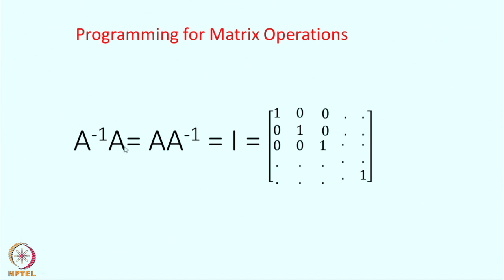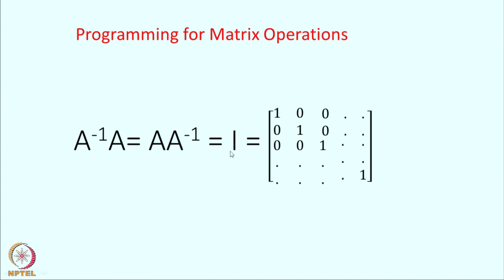So, I have this matrix A. If I can get its inverse, the product of the two is my identity matrix. What is an identity matrix? All the diagonal values are equal to 1 and all off-diagonal values are equal to 0. That is my identity matrix.